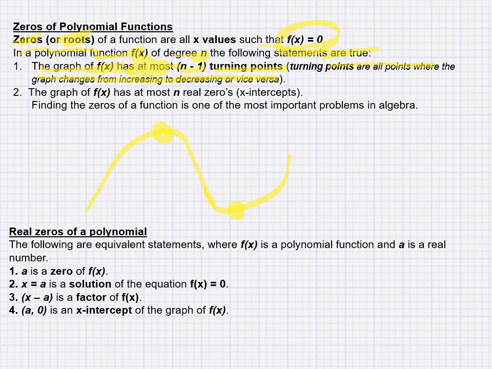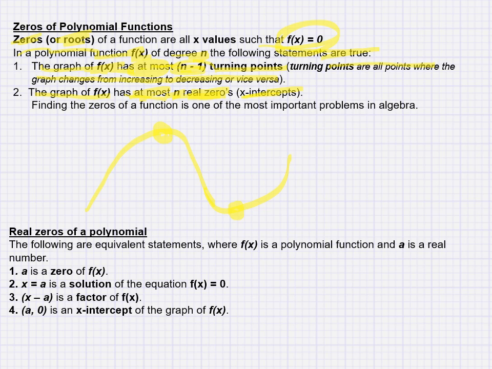Okay. The next thing here is that the graph of f of x has at most n real zeros, or x-intercepts. So the degree can tell you 2 things. The degree tells you the maximum number of zeros or x-intercepts you'll have, and it'll also tell you the maximum number of turning points, which will always be 1 less than the degree.